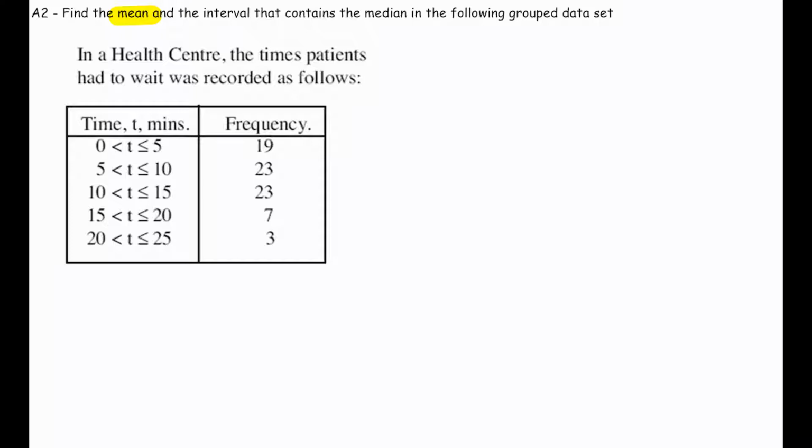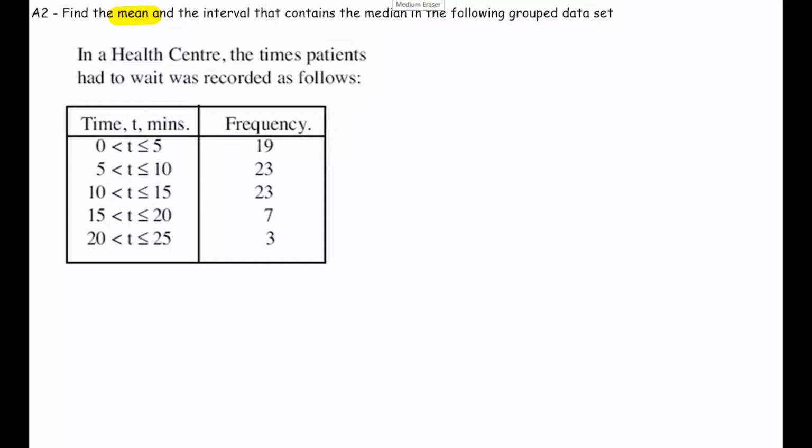In between 0 and 5, there's 19 pieces of data, but I don't know if all of those 19 are the number 1, or if all of them are the number 4, or if there is a mixture of all the different possible values in between 0 and 5. So we're going to make an assumption here. It's quite a fundamental assumption when it comes to this calculation. We are assuming that all of the values there are the midpoint.